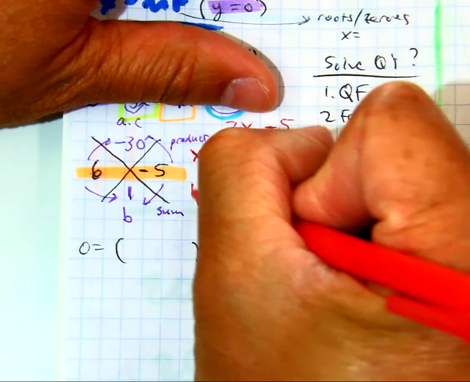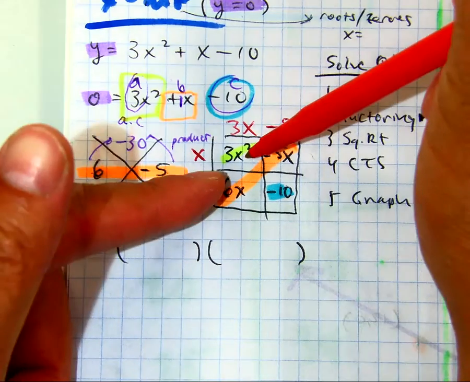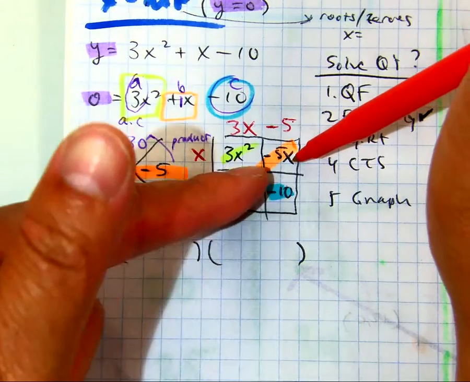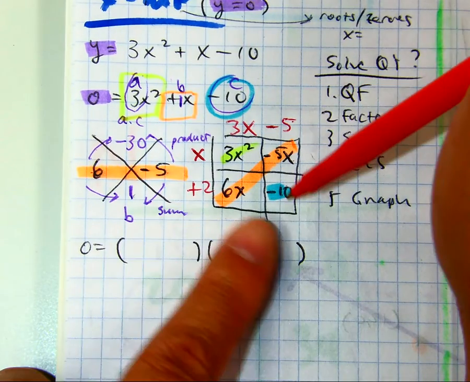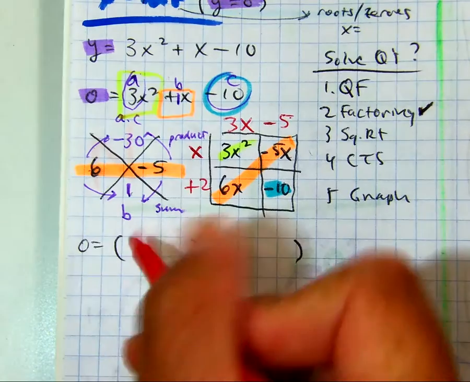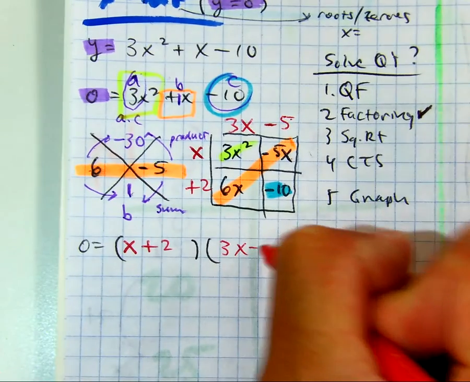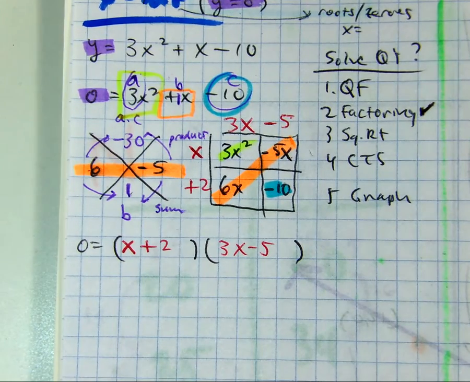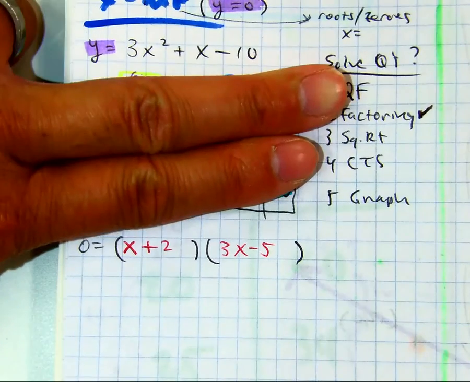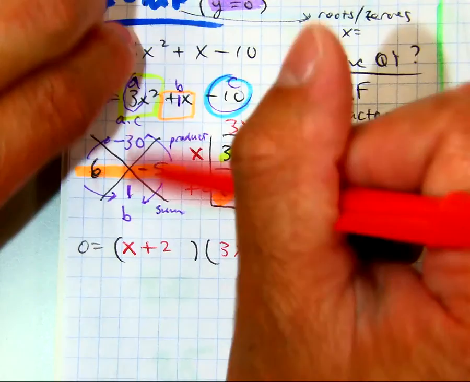You can multiply to check your answer. 3x times x is 3x squared. Negative 5 times x is negative 5x. 3x times 2 is 6x, and negative 5 times 2 is negative 10. What's on the outside are my factors: x plus 2, 3x minus 5. I would tell my Math 5 students, which we are reviewing right now in factoring, if you need help, you can get their Math 5 packet. This is not work. You can go from here to here.